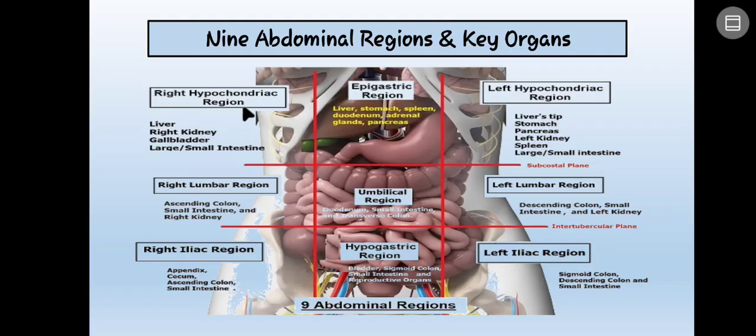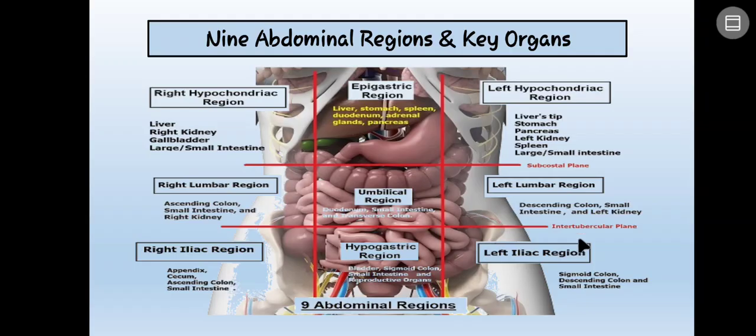Row 1, we have the right hypochondriac region, epigastric region, and then the left hypochondriac region. Row 2, we have the right lumbar region, umbilical region, and then the left lumbar region. Row 3, we have the right iliac region, hypogastric region, and then the left iliac region.